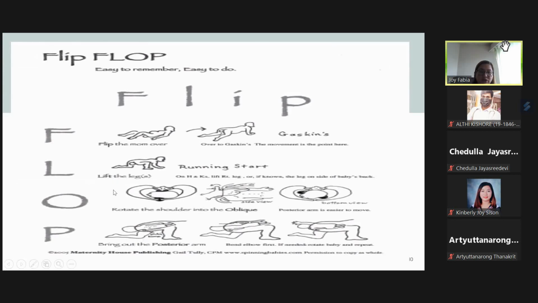Ito siya. So, in summary niya, ito yung flip-flop daw para mas easily ma-remember. You flip the mom over to the Gaskin. Ito siya. So, dadapa siya from there. Then, you lift the legs, parang in a running start yung position niya. Ganyan yung nangyayari sa Gaskin maneuver.